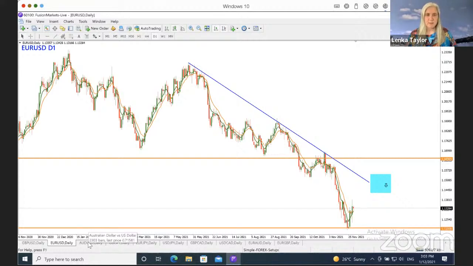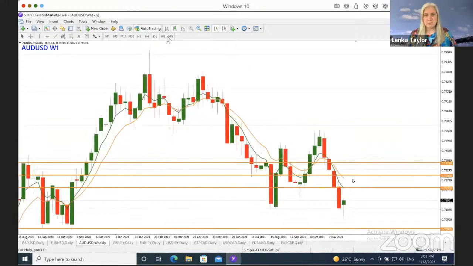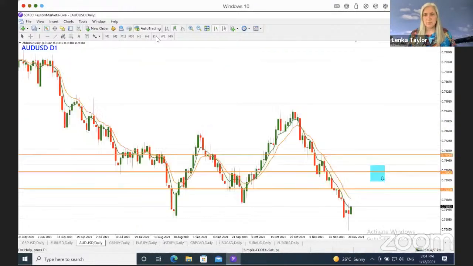Next currency pair I'm going to have a look at is Aussie USD. And Aussie USD is now looking like it's going to go further down. So we had this price action going up and then it broke through. So now looking for the price to come back up to either of those horizontal lines and then looking for a reversal and looking for an opportunity to short this.